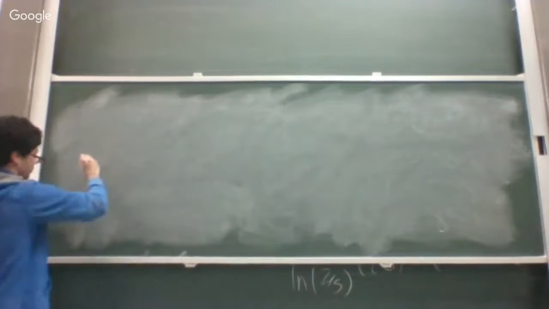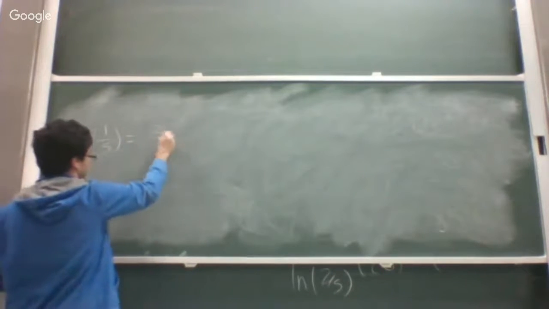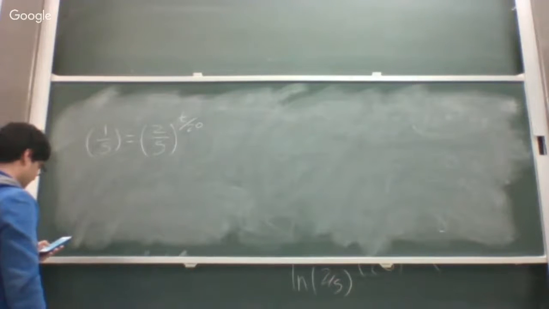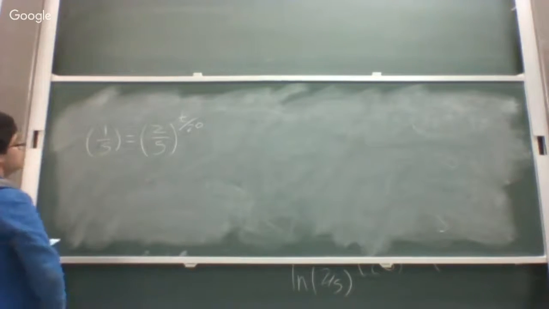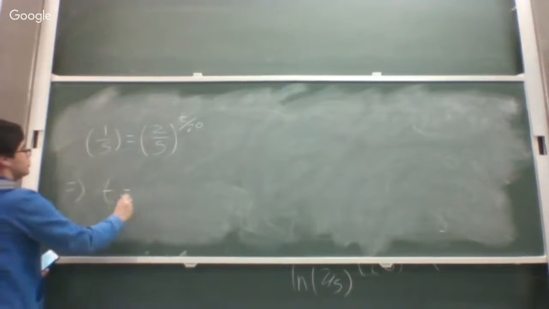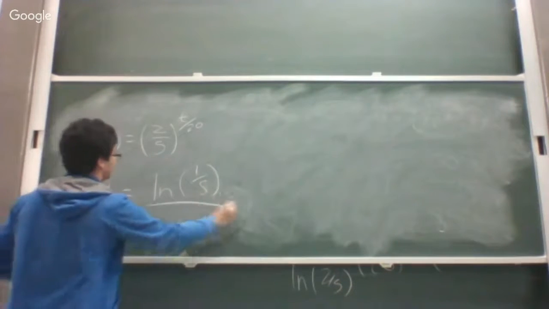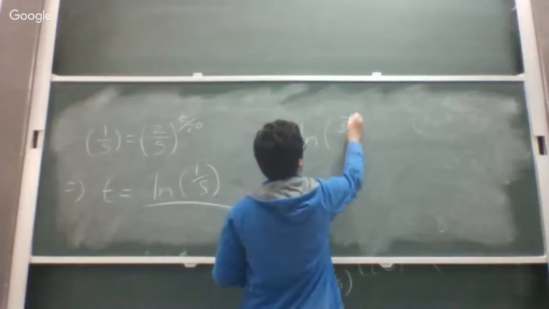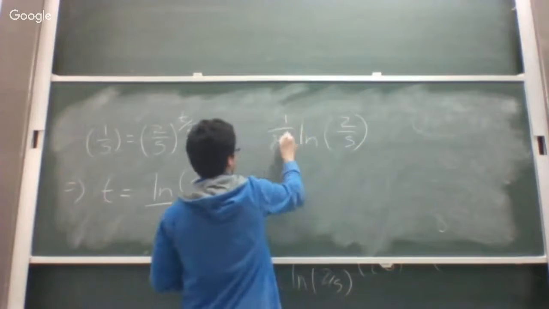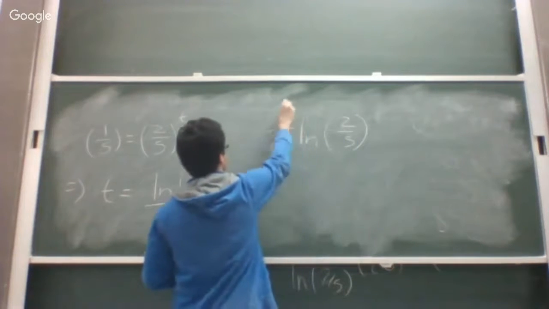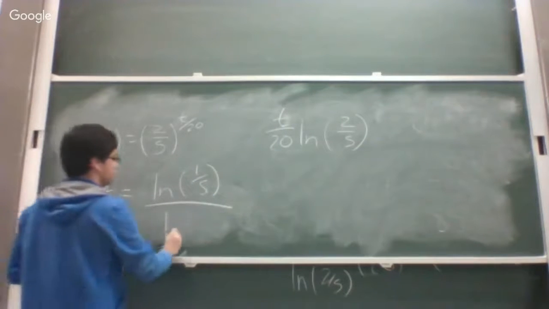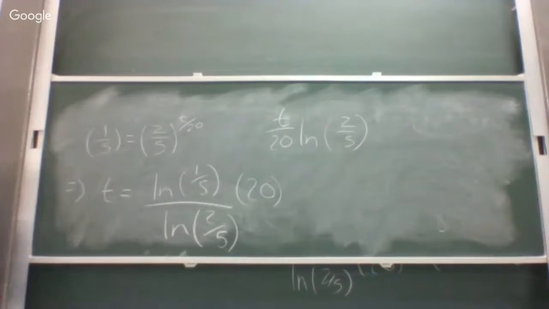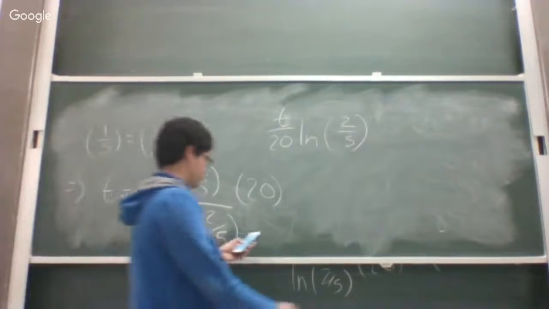So we had 1/5 equals 2/5 to the power of t over 20. We do the natural log, so t is equal to the natural log of 1 over 5 divided by the natural log of 2 over 5, and the 20 goes on top. So this would be your answer. You can simplify it, but they'll accept either.